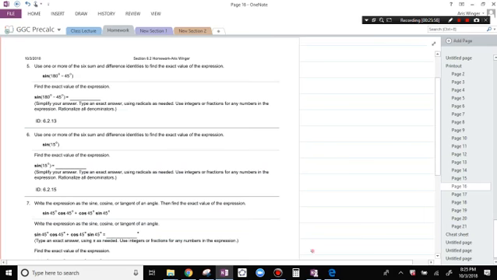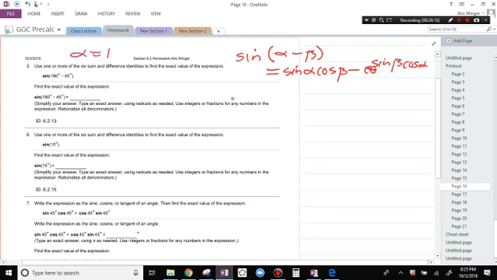Same thing. The question is, do I need to go through it? It's up to you. Sine of alpha minus beta is sine of alpha cosine beta minus sine beta cosine alpha. In this case, alpha is 180, beta is 45, and you use the circle. I'm going to leave that to you.